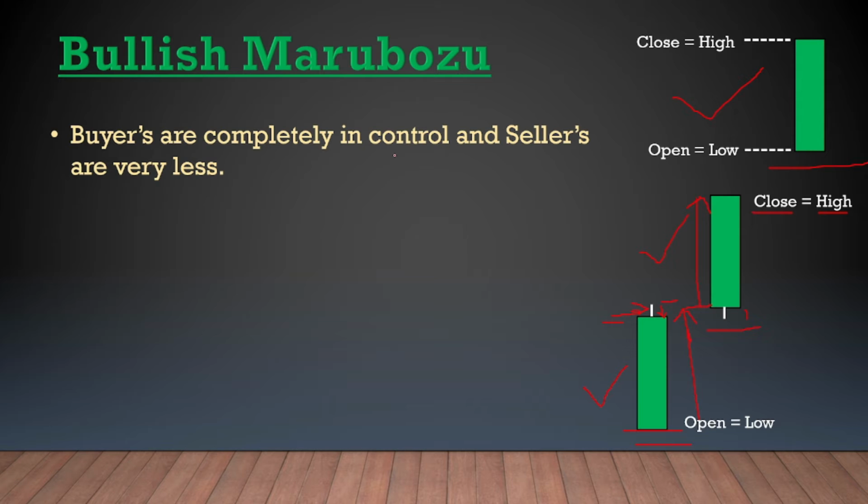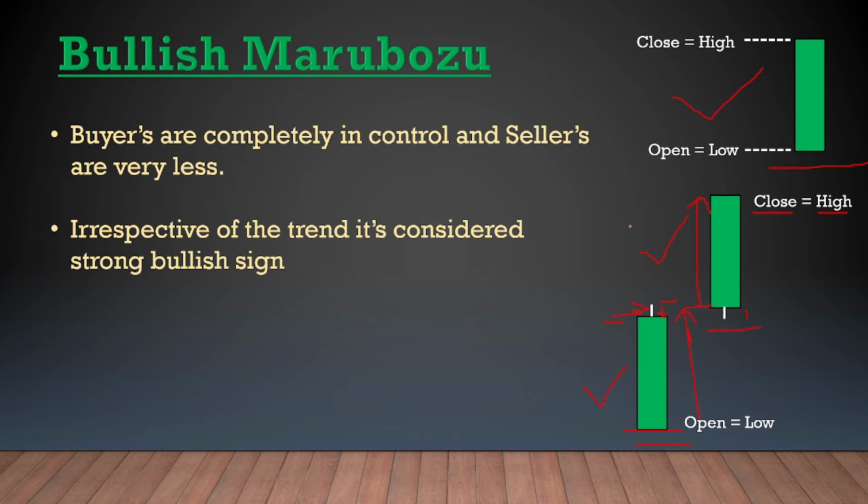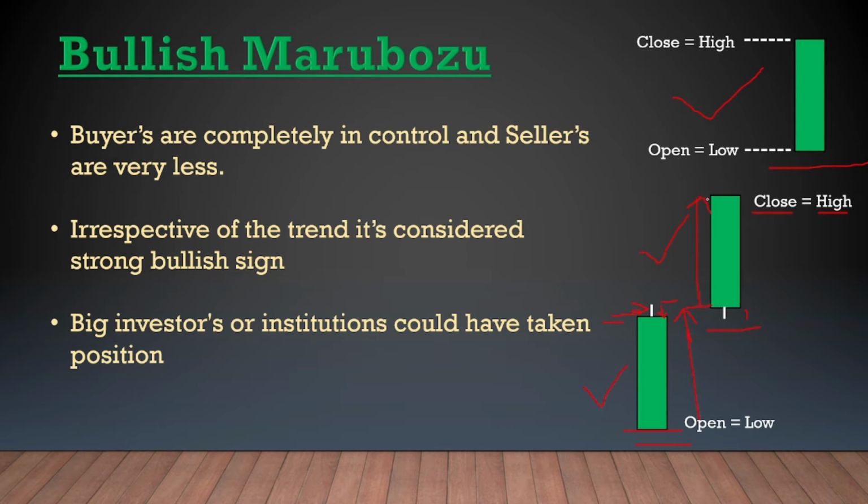As the bullish Marubozu itself indicates, buyers are in complete control over the stock in that trading session and sellers are very few. So friends, irrespective of the previous trend of a stock, whenever we see this Marubozu candle formation on a chart, it's considered a strong bullish sign. No matter whether the previous trend is a downtrend or uptrend, whenever we see a Marubozu candle on a chart, it indicates a strong bullish sign, since it's a one-sided price movement.